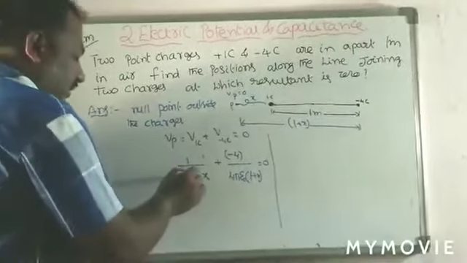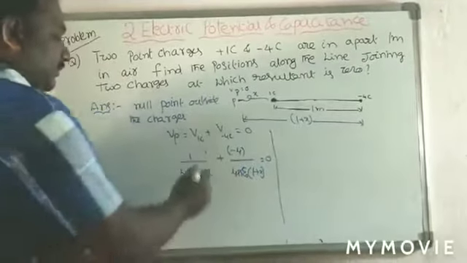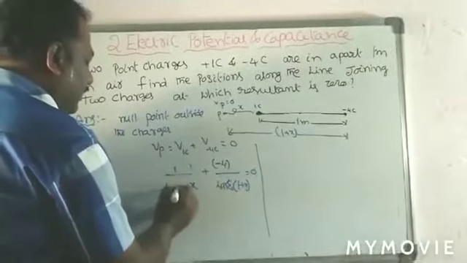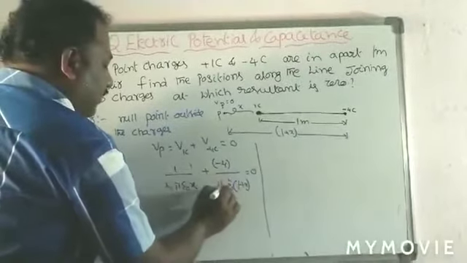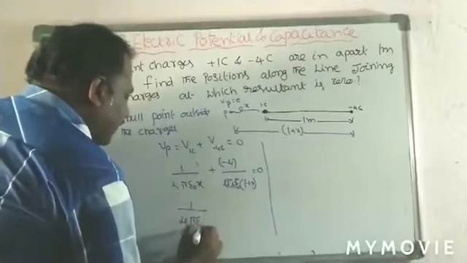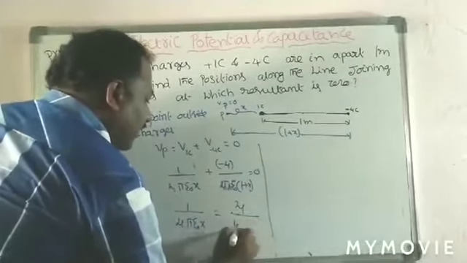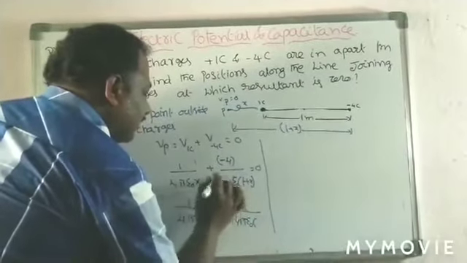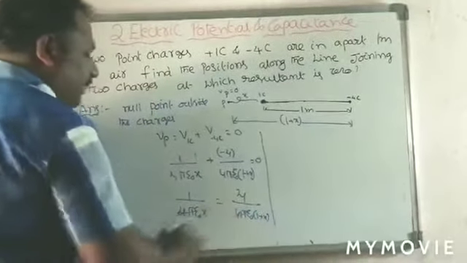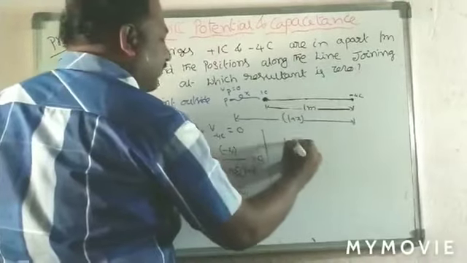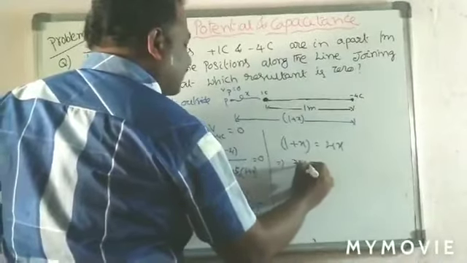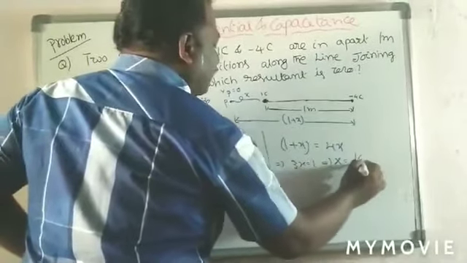And here the cancel terms are 4 pi epsilon naught, taken common. Now you write this as 1 by 4 pi epsilon naught x is equal to 4 by 4 pi epsilon naught into 1 plus x. See, 4 pi epsilon naught is cancelled. Again you take cross product. 1 plus x is equal to 4x. That implies 3x is equal to 1. Therefore x is equal to 1 by 3.